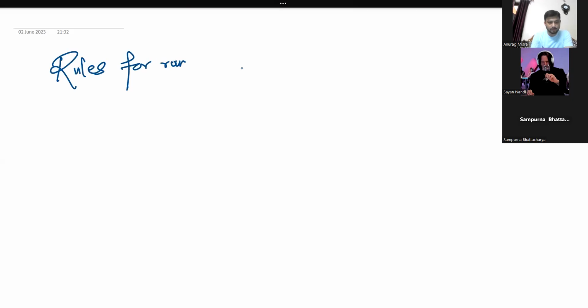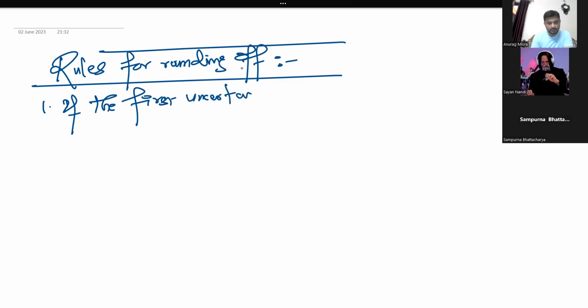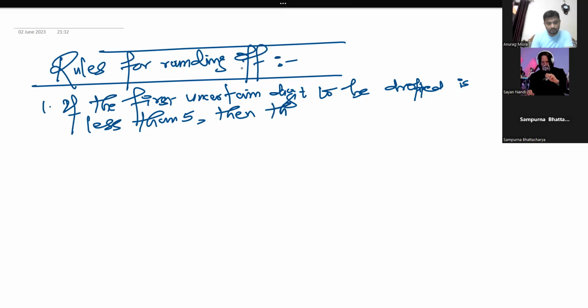Rules for rounding off. Okay. So the first rule that we have to remember, जो हम लोग को याद रखना है, first rule वो क्या है? कि if the first uncertain digit to be dropped is less than 5, the preceding digit is kept unchanged.